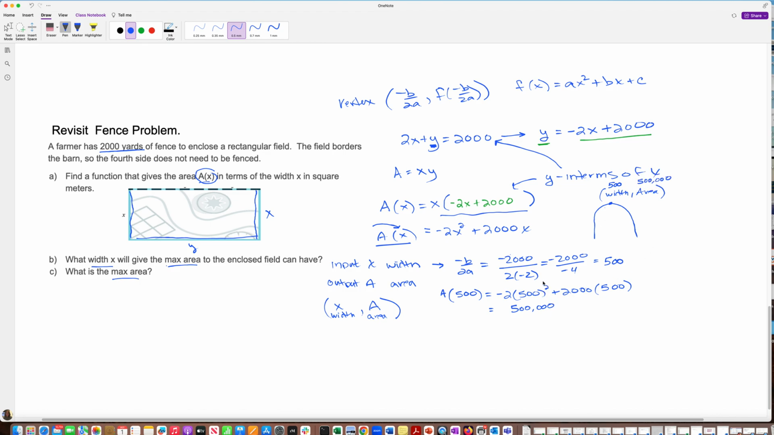Okay, so now let's see what we can do to answer these questions. So what width will give the max area? So that would be 500, and let's use the correct units. So that would be yards. And then what is the max area? That would be this, the output. So that would be 500,000 yards squared.